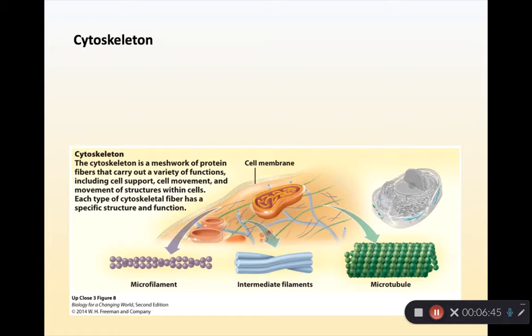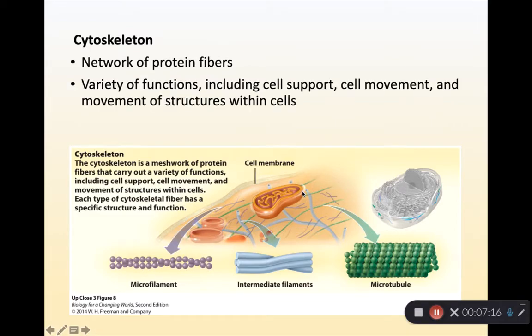And probably one of the most overlooked aspects of the cell is the cytoskeleton. This is really the meshwork of proteins and fibers that carry out a variety of functions that include the cell transport that we discussed previously, cell movement, and movement of structures within the cell. There are several different types of filaments that contribute to this: microfilaments, intermediate filaments, and microtubules. It's a network of protein fibers that assist in cell movement and cell transport. So you can think of flagella. These are the structures that really dictate how a cell is going to move.